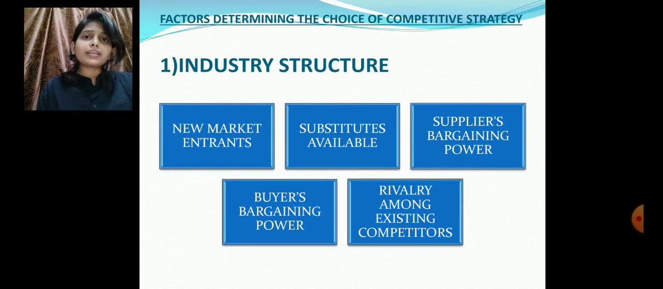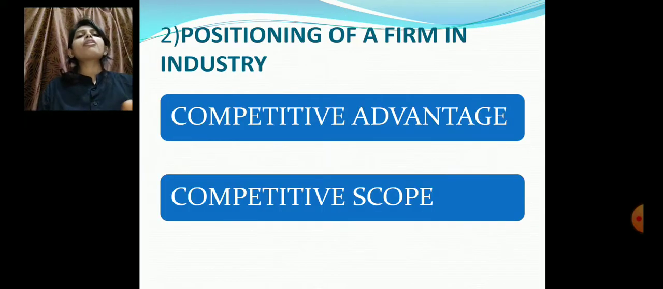And the last one is rivalry among existing competitors. Whatever existing competitors you have in the market, you need to understand and analyze their strengths and weaknesses as well, to excel in the market and to make your product successful, right? So I hope industry structure is clear to you. Proceeding further to the second factor, that is positioning of a firm in industry. What does positioning mean?